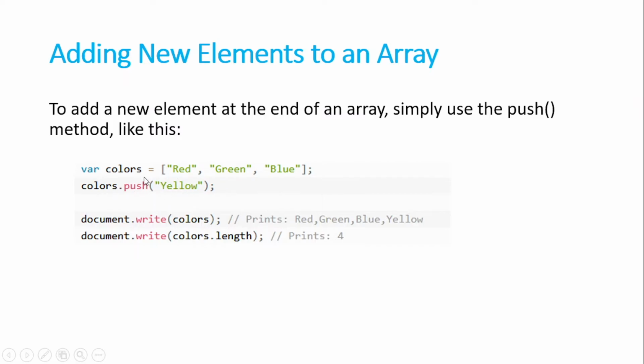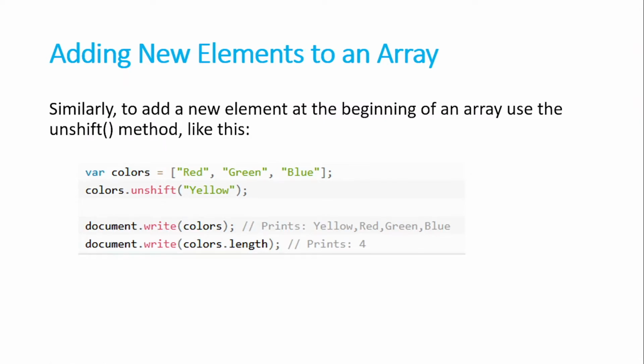You have to use this method, which is push. What this push method does, it adds a new element at the end of an array. So after the last element. Now if I print this colors array, you can see we have 4 values now: red, green, blue, and the fourth one, yellow. And if we count the length, then that will be 4, not 3, because this new element is added now.